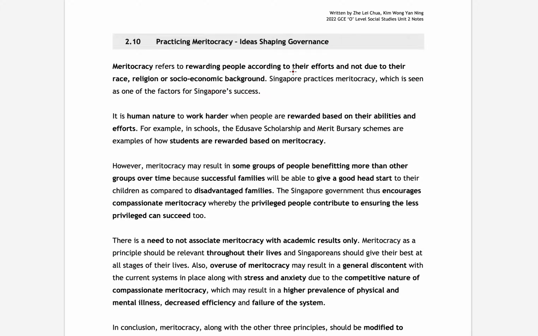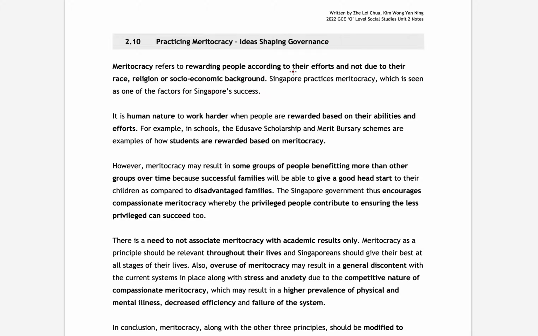Now, meritocracy simply refers to rewarding people according to their efforts, and not due to any differentiating factor. So it doesn't mean that if you are of a certain race, or you earn a lot of money, then you get more benefits, you get more opportunities. No. Singapore is very, very adamant. I'm sure you know that meritocracy is important and is what has achieved Singapore's success so far.